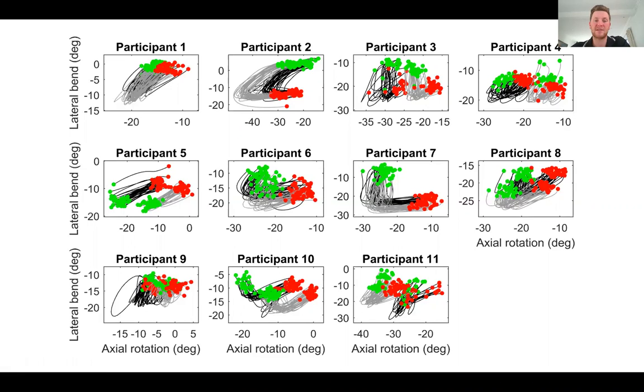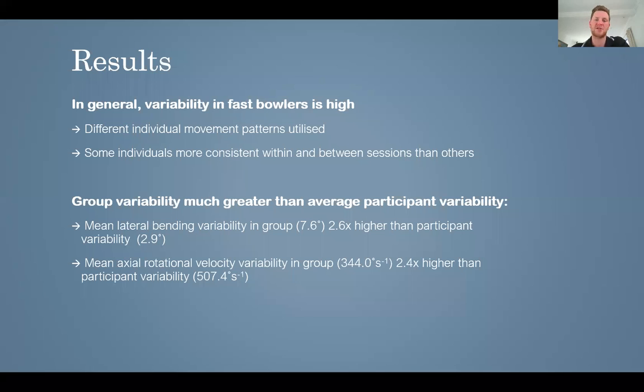You can also look at the consistency of the movement across both sessions. So participant 1 is quite consistent both within and between the sessions, whereas participant 5 is quite consistent within each session, but quite variable between sessions. And then participant 6 is quite variable both within and between sessions. But the main comparison that we were interested in was between the group variability and the participant variability. And you can see from the numbers there that for both lateral bending and axial rotational velocity, the variability of the group was about 2.5 times higher than the average variability of the participants.